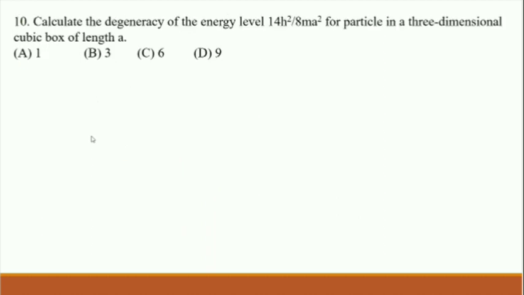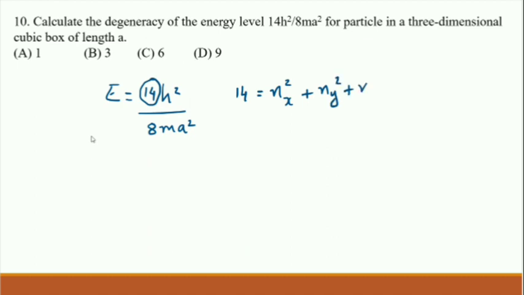Question: calculate the degeneracy of the energy level 14h square by 8m a square for a particle in a 3-dimensional cubic box of length a. 1, 3, 6, 9. So the energy is equal to 14h square by 8m a square, where 14 is equal to nx square plus ny square plus nz square, because it is a 3-dimensional box with x, y and z axes. Now we have to find the degeneracy.